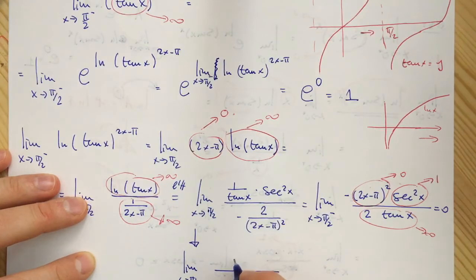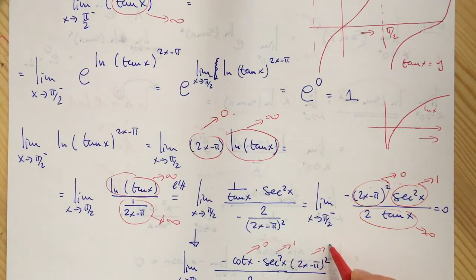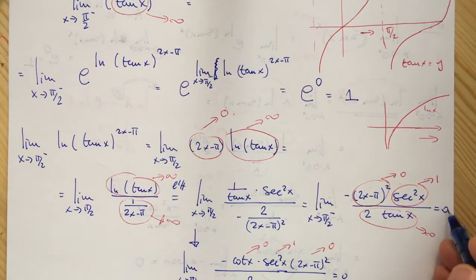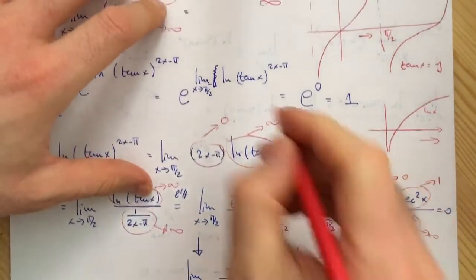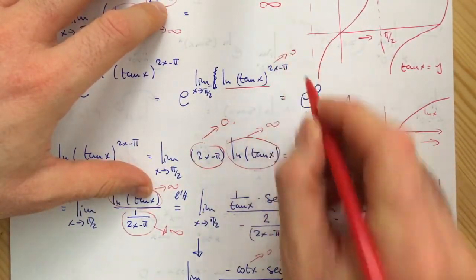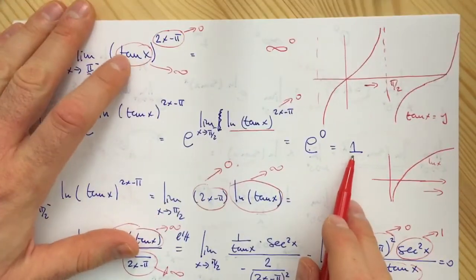One over tangent is cotangent of x times secant squared of x over 2 times 2x minus pi squared, and cotangent of pi over 2, this one goes to 0, this one goes to 1, this one goes to 0, and of course you're going to get the same answer as here, right? Which means that the exponent approaches 0, e to the power 0. The final answer of our question here at the very beginning is 1.